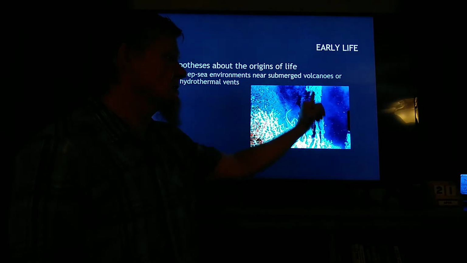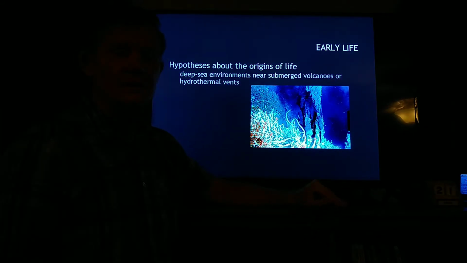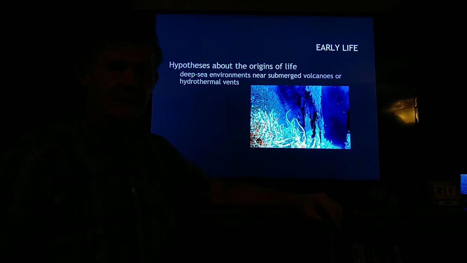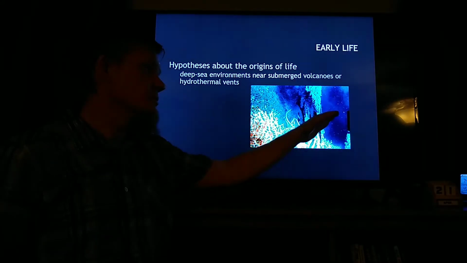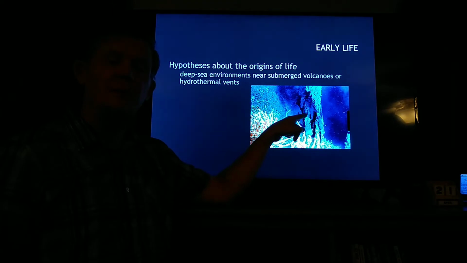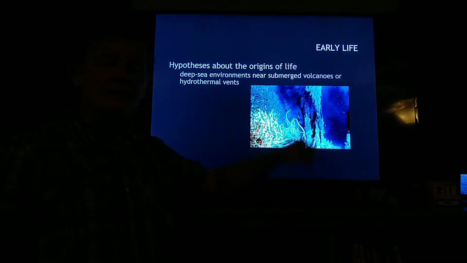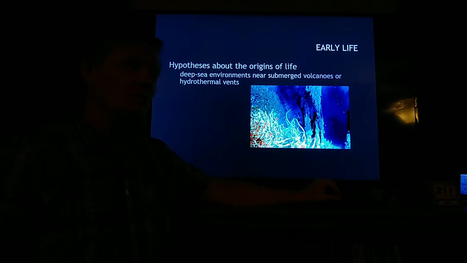Simple single-celled organisms, probably related to bacteria, were floating in this water. They used the sulfur compounds that are being spewed out as their energy source. They used those sulfur compounds to make food, and then they used that food to feed themselves.